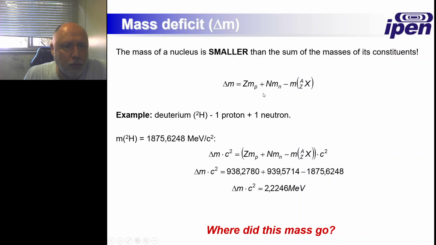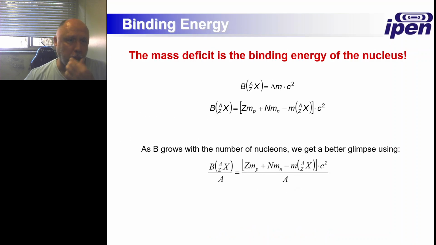So if this is positive, it means that the things you put there weigh more than the nucleus itself, meaning some energy just disappeared, some mass disappeared. And where did this mass go? Because we know from energy conservation that this cannot be. Energy cannot disappear. So where did this go? Well, if you translate this into energy, this is the binding energy of the nucleus, meaning this is the energy that was released when the nucleus was put together.